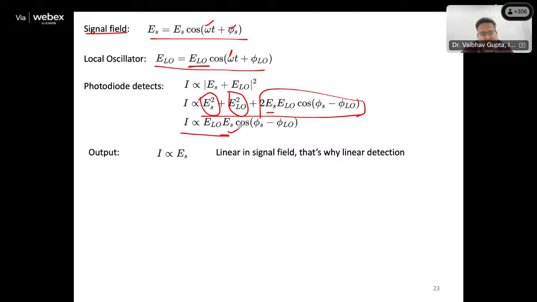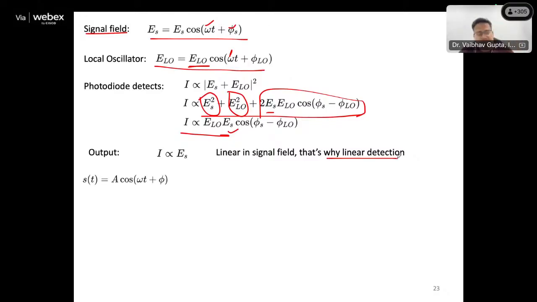So that is the very first thing we have to consider: the photodiode is simply a square law detector, but as soon as you put it together with the local oscillator and try to do coherent detection or homodyne, heterodyne type of detection, it becomes a linear detection. Okay, that is the first thing.